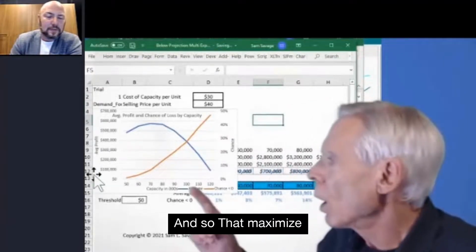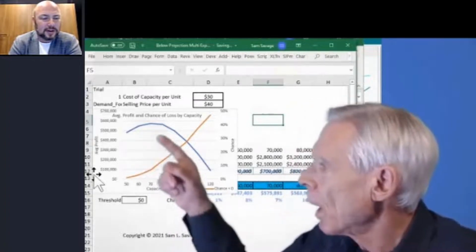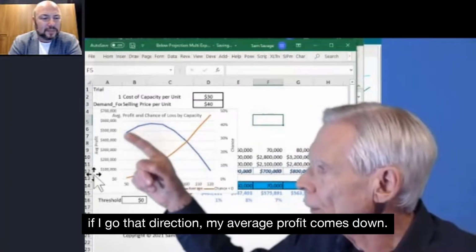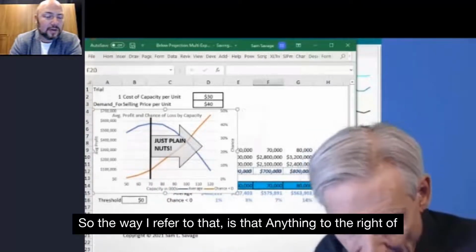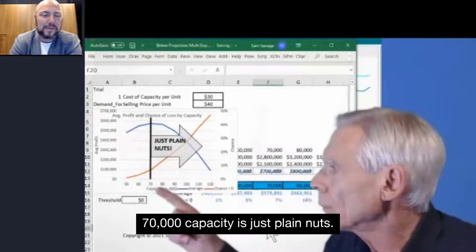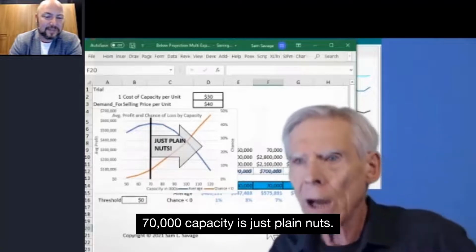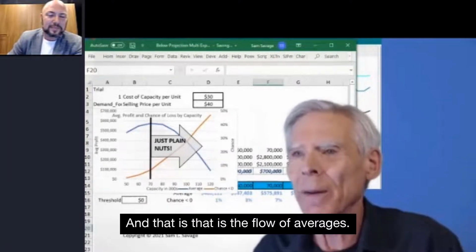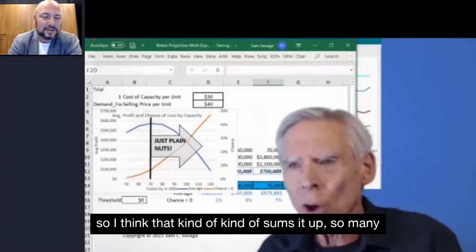And so that maximizes money. If I go that direction, my average profit comes down. So the way I refer to that is that anything to the right of 70,000 capacity is just plain nuts. And that is the flaw of averages. So I think that kind of sums it up. So many wonderful things going on.